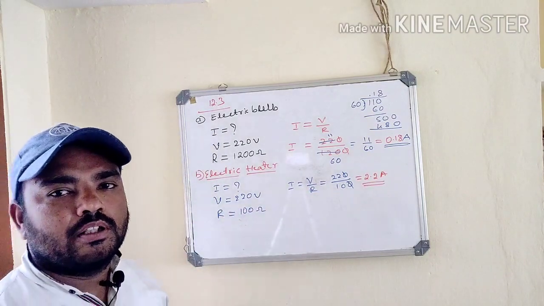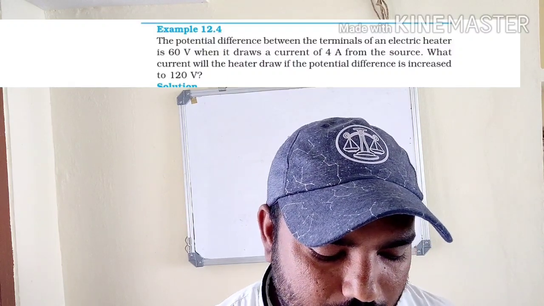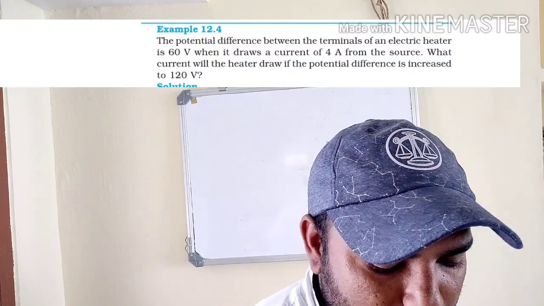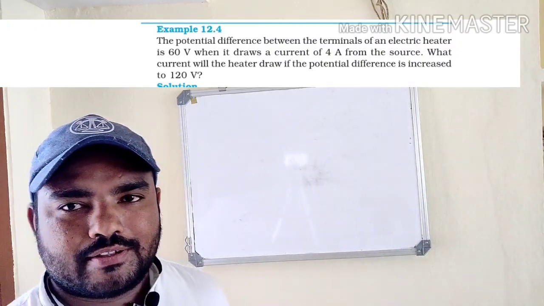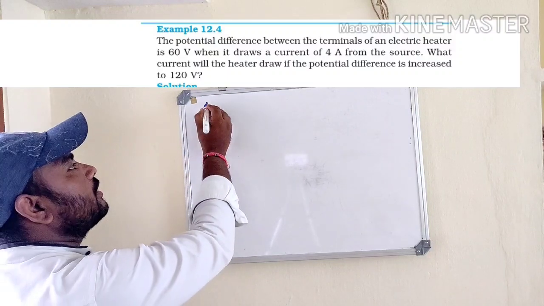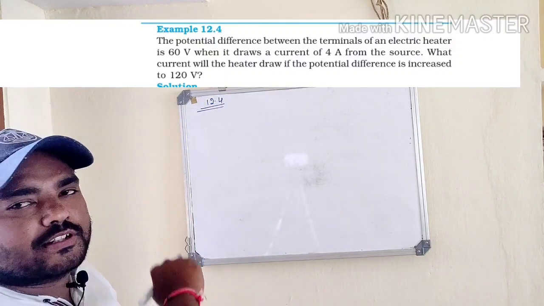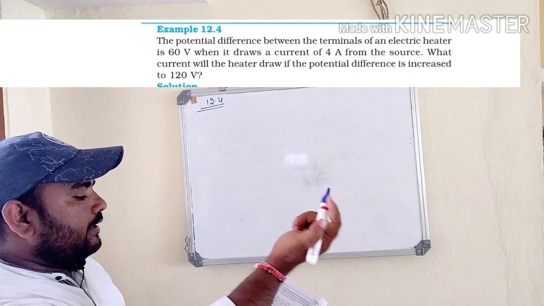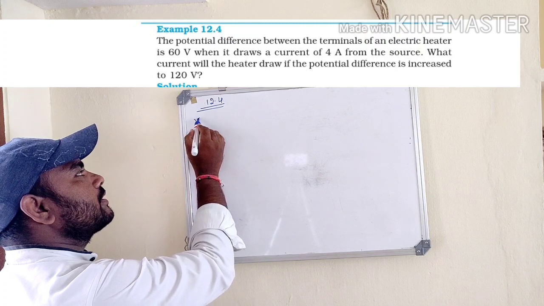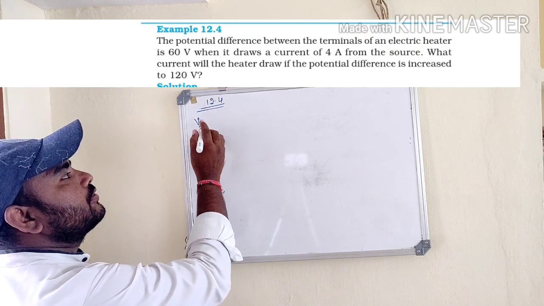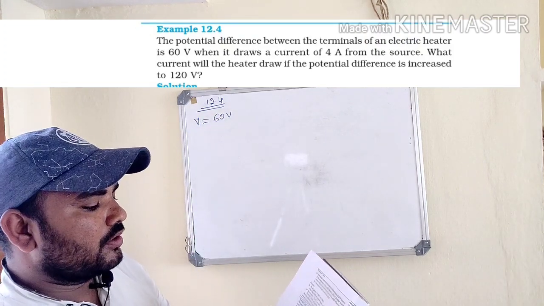2.2 ampere. The 12.4 question is in this way, children. The potential difference between the terminals of an electric heater is 60 volt. It is directly given here. Let me write it, 12.4th question, children, from the electricity chapter, right? And here they have mentioned the potential difference, which is represented by the letter V. That is 60 volt.